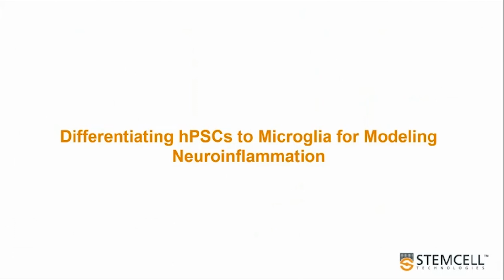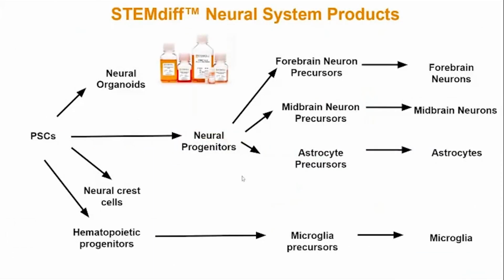Once you are confident you have good quality starting material, then it's time to start thinking about the downstream cell types that you want to generate. At STEMCELL Technologies, we have easy to use, reproducible kits to generate forebrain neurons, dopaminergic neurons, astrocytes, neural crest cells, and organoids. These kits are all based on established methods for ectodermal differentiation.